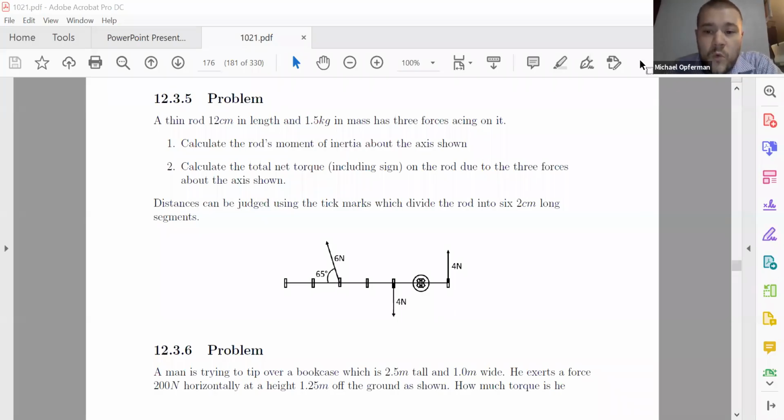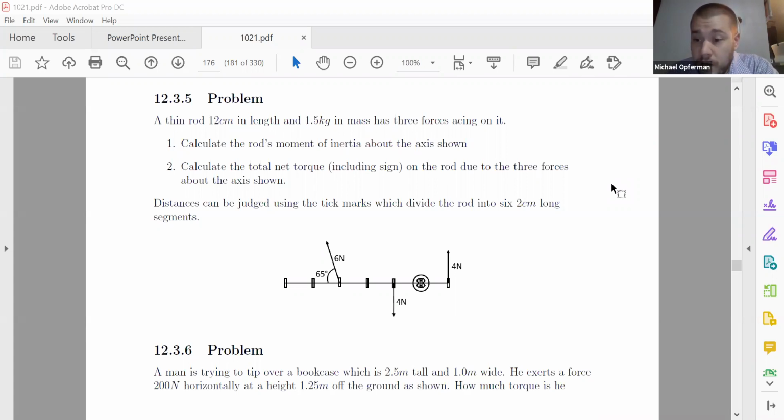I'd like to show you one more example, which is a little more advanced and ties together a lot of the recent concepts. It's this one shown on the screen here, 12.3.5 from my notes. We've got a rod 12 centimeters in length, 1.5 kilograms in mass. There are 3 forces acting on it, and it's going to rotate about the axis shown by an X with a circle around it in the diagram.